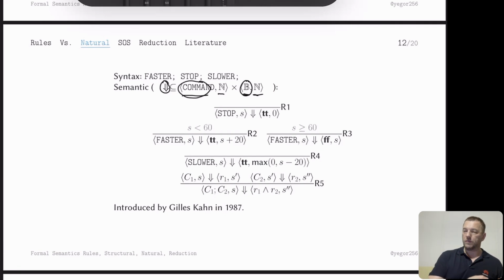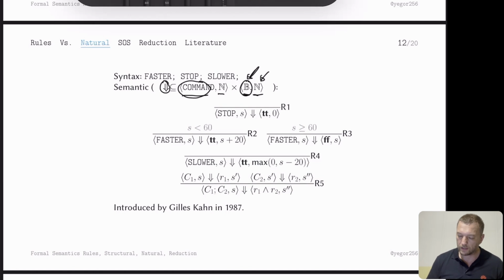But our language is different. Our language is go faster, stop, or go slower. The machine answers yes, no, and also changes the speed. So the machine gives the answer: true or no, and the new speed.